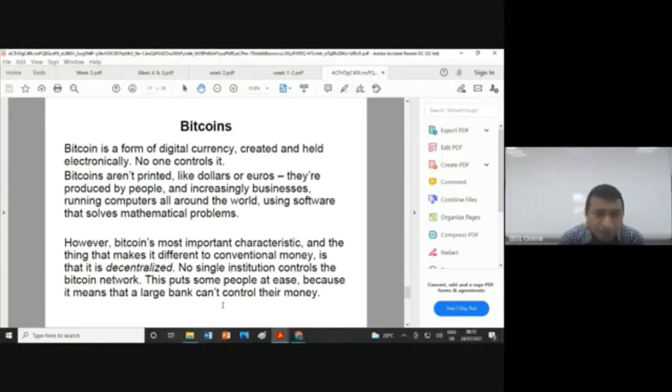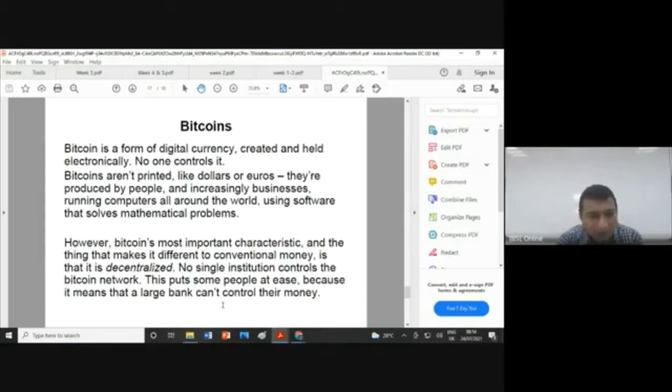But when it comes to bitcoins, this is created and held electronically, but no one controls it. And these bitcoins are also not printed like paper notes of dollars or euros for that matter. These are produced by people and increasingly businesses, and maintained in electronic form, in electronic software, and used for solving all kinds of complex mathematical computations. But interestingly, most importantly, what makes it different from conventional money is that this is decentralized. This is not centralized, but decentralized. No single institution controls the Bitcoin network.